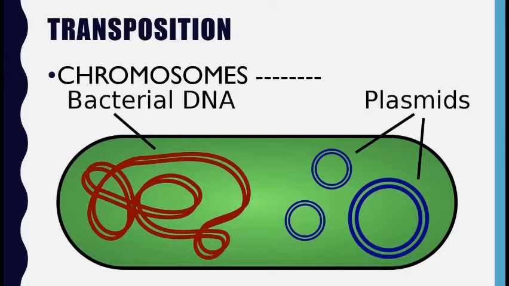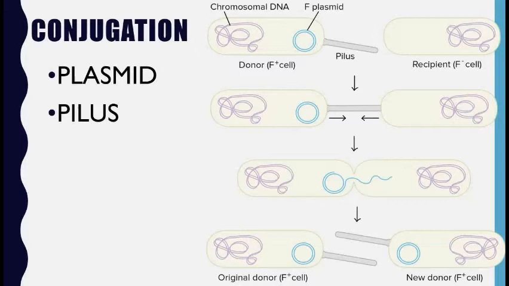Next, doon na tayo sa mechanisms of sharing genes ng bacteria. We have the first one, which is conjugation. Ano yung mga important parts natin sa process ng conjugation? First is the plasmid and the second is the pilus. So, what happens in conjugation? So, we have here the DNA in the form of plasmids. It is transferred from one bacterium to another. We have here what we call the donor cell or the donor bacterium. So, itong donor bacterium natin, meron siyang plasmid.